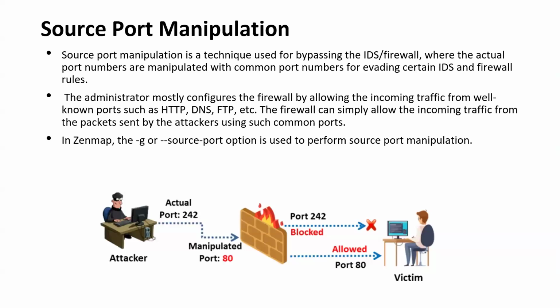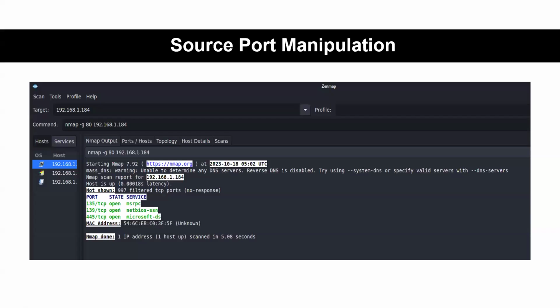Now source port manipulation: what it is, actually, is that many firewalls block the traffic which is coming from some random source port. So you can manipulate that. For instance, you can see here the attacker's actual port is 242, but you can manipulate it to port 80, and then the firewall will just allow it. If the firewall sees that traffic is coming from source port 242, which is a random source port, it will just block that. So you can try source port manipulation to bypass the firewall. That is also possible.